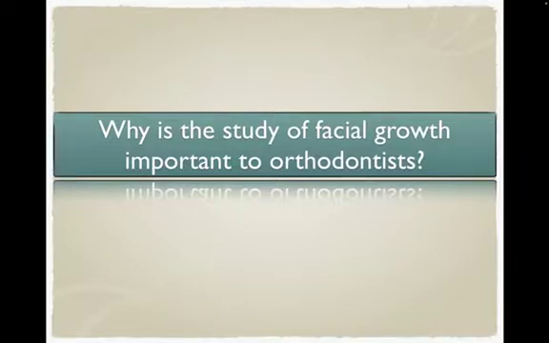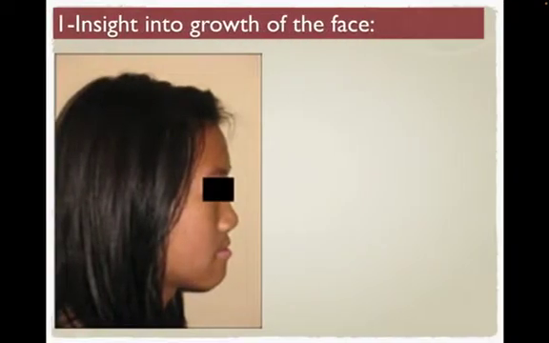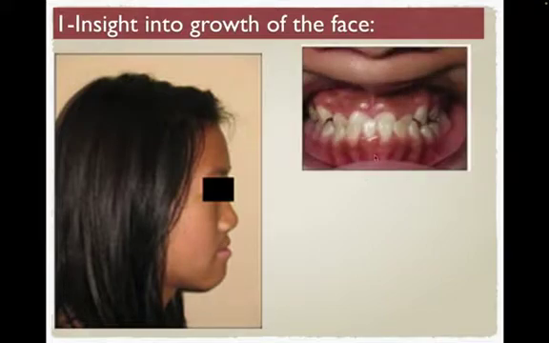Now, as an orthodontist, why is it important for us to study growth? Why are we concerned about studying facial growth? Let's take this patient as an example. If you have a patient with a class 3, as we can see here, she has a class 3 due to retrognathic maxilla. And if we look at the occlusion, we can see that she has a negative overjet.